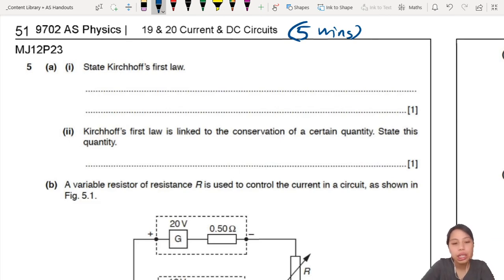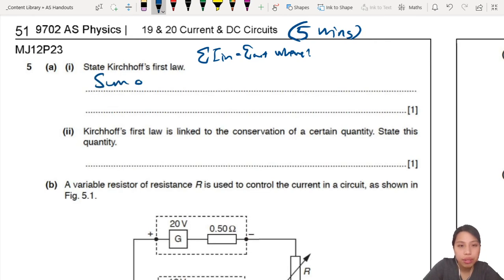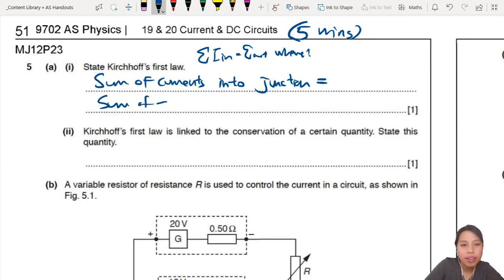Let's see, Kirchoff's first law. The best way is to talk about this. Sum of current in equals sum of current out. Where? At a junction. But don't write this out, write a sentence. Okay. So you want to say the sum of currents into a junction is same as sum of currents out of junction.